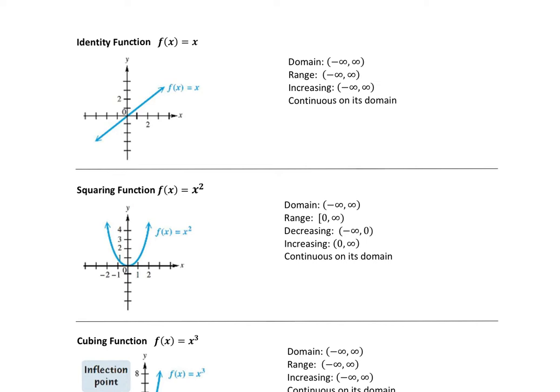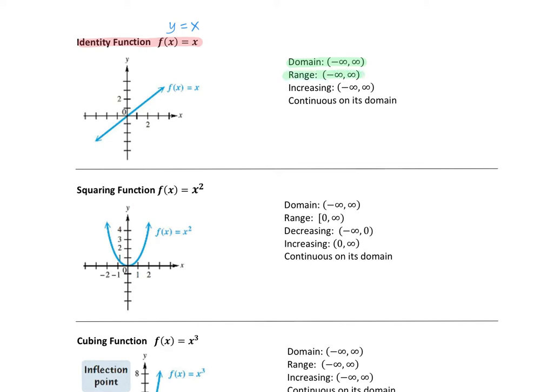The next function would be the identity function. This identity function is going to be f of x equal to x. Again, remember, you can always replace that f of x with y, and you get the equation y is equal to x. Looking at the graph, we could see that the domain, we get all the x values, and we get all the y values. So the domain and the range are going to be the same. It's going to be negative to positive infinity for both.